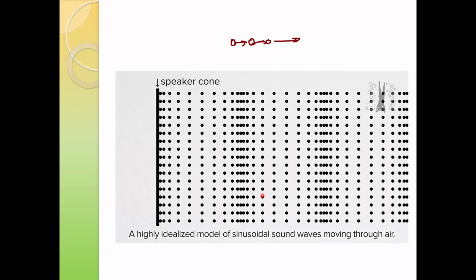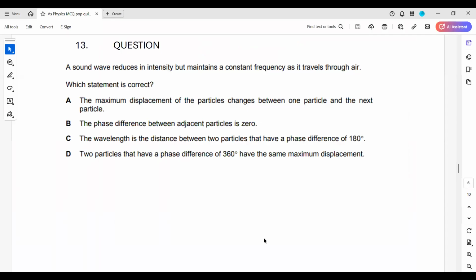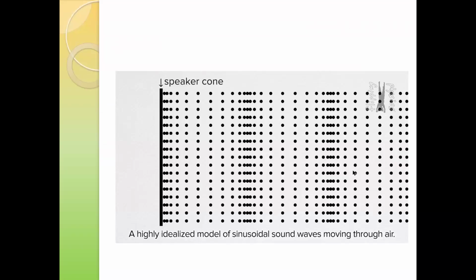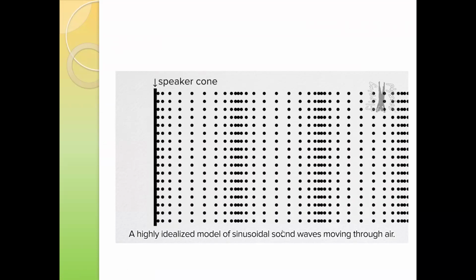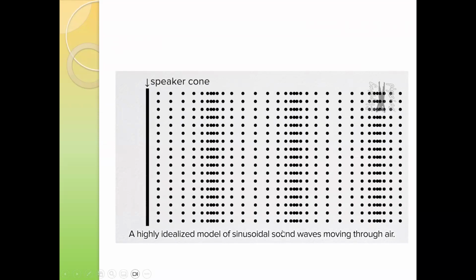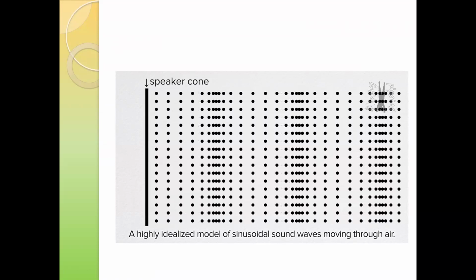Is it clear? The second point. The wavelength is the distance between the two particles that have a phase difference of 180. When we compare the group of particles, as you can see, the two particles that are one wavelength apart, what is the phase difference between them?